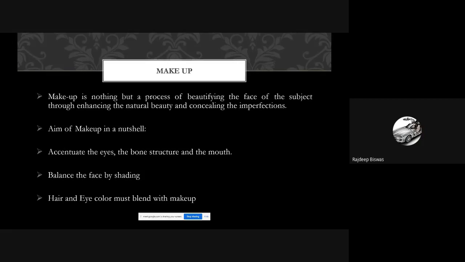Now, the aim of makeup in a nutshell, again, all the discussions are based on fine art photography, not commercial photography or anything else. Why we use makeup is to accentuate the eyes, the bone structure, and the mouth. Balance the face by shading. Hair and eye color must blend with the makeup. Obviously, if you have a certain makeup put on your subject and you have a different hair color or eye color, that doesn't add up.